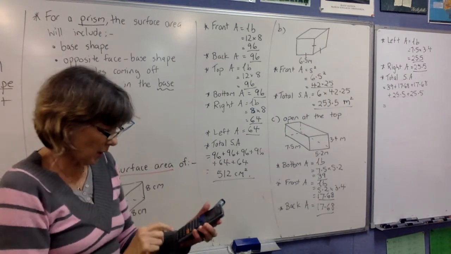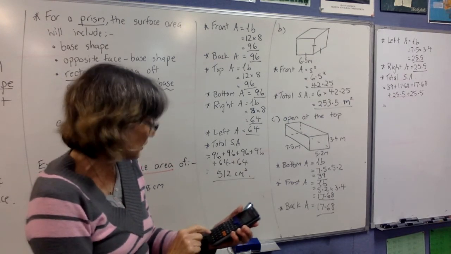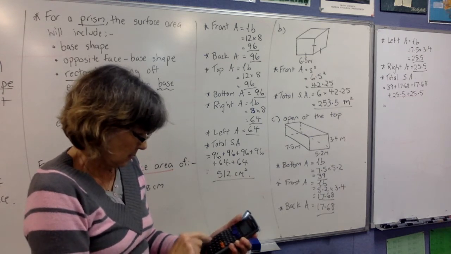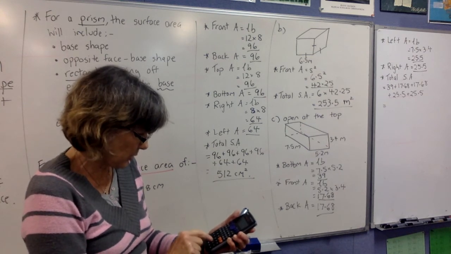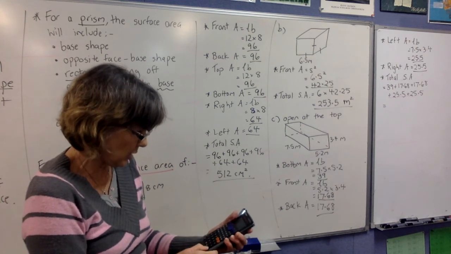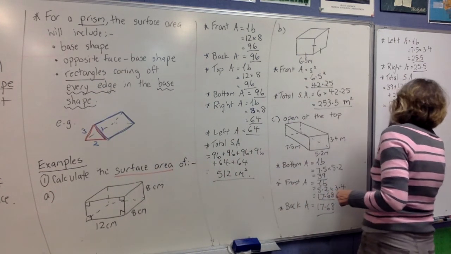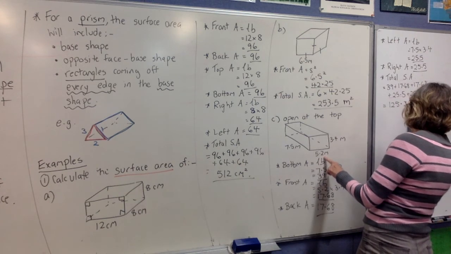So it's a little bit time consuming, but the marks in the exam will reflect that, so you will get more marks for these questions. So make sure you're showing all your working, because it's the only way to make sure you've got everything included that you should have. And we get 125.36. And this time it's in metres and it's squared.